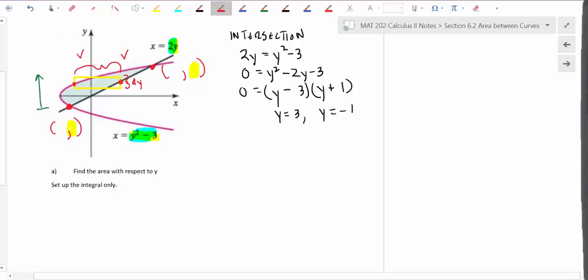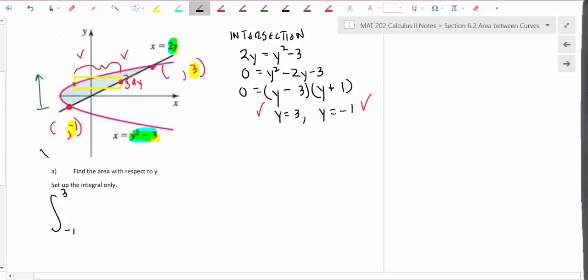Okay, so clearly if you look at the diagram, this is negative 1, and then this one is 3. So that's going to give you the limits of integration. So we're going to integrate from negative 1 to 3. We don't have to figure out what those x values are. That's really unnecessary in the problem.